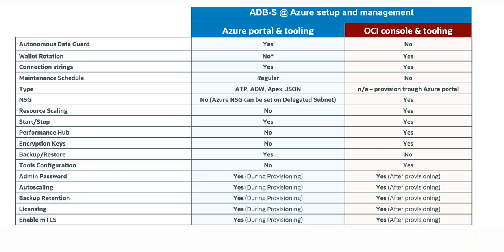Some of the stuff at the bottom, you set the admin password, you set up auto scaling and that sort of stuff through the Azure portal. But after provisioning, you can also do that in OCI. So there are a few things that you need the OCI console for, but a lot of the stuff you can do out of Azure.